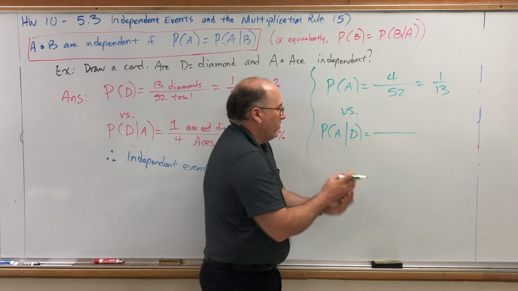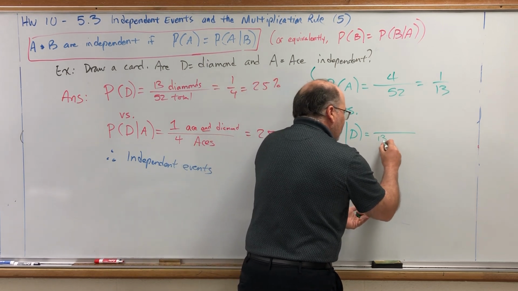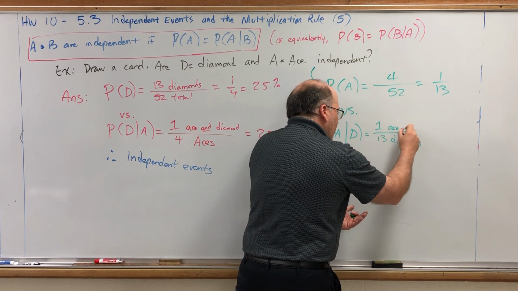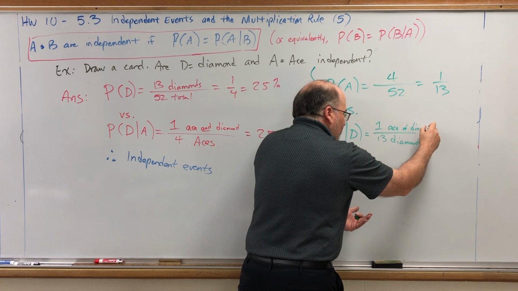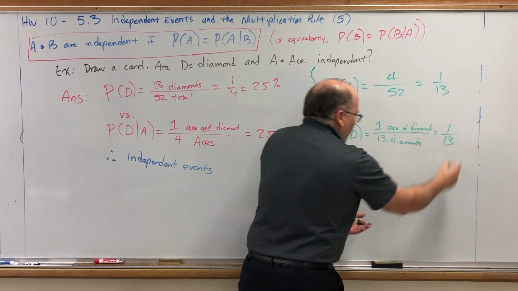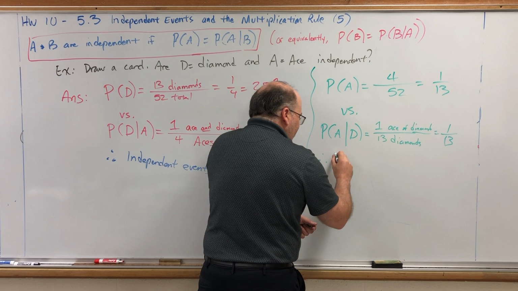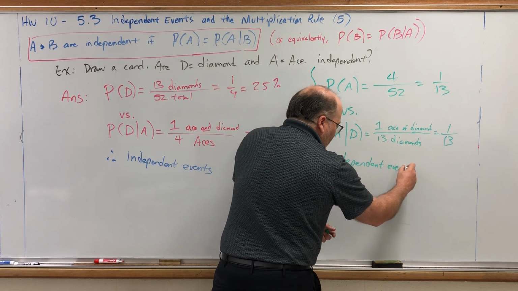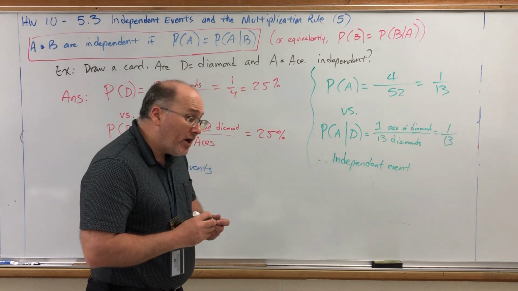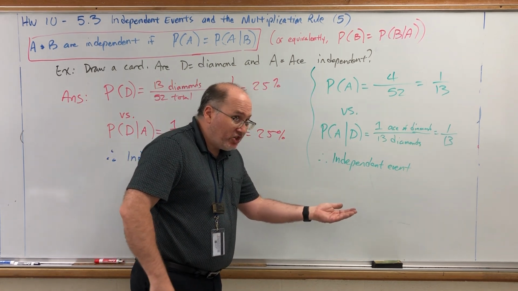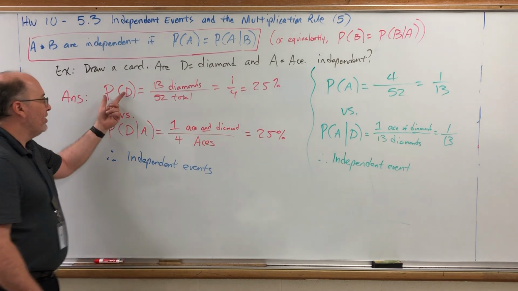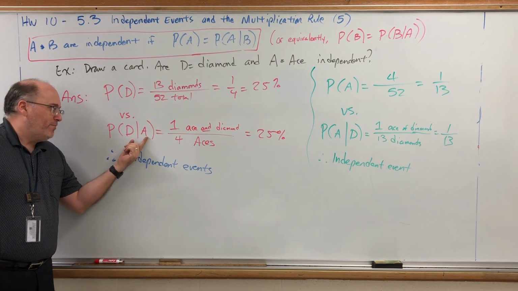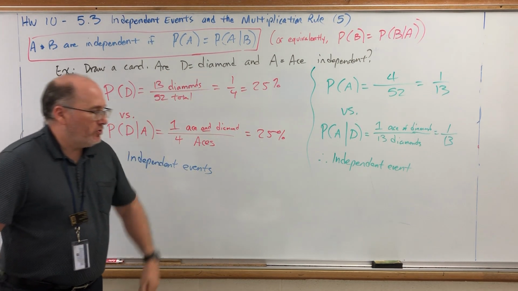Well, that changes things. Out of the 13 diamonds, there's 1 ace of diamonds. It's the only ace that is also a diamond. So it's still 1 out of 13, and we still draw the conclusion that these are independent events. It does not matter which one you consider the event whose probability you're calculating and which one you consider the condition. As long as you compare the probability of an event versus the probability of the same event with the second one imposed as a condition, then you'll draw the same results.